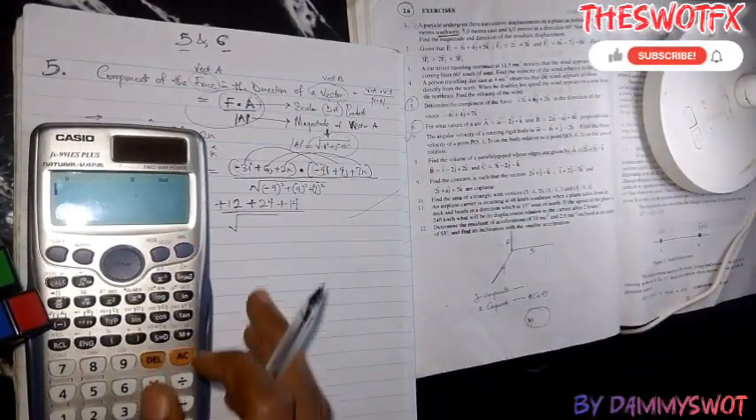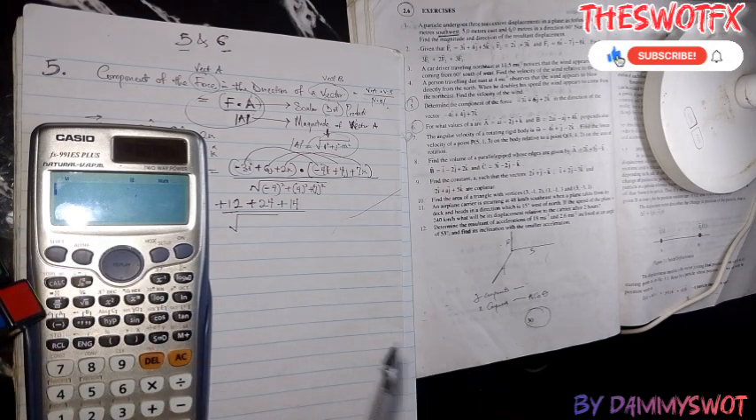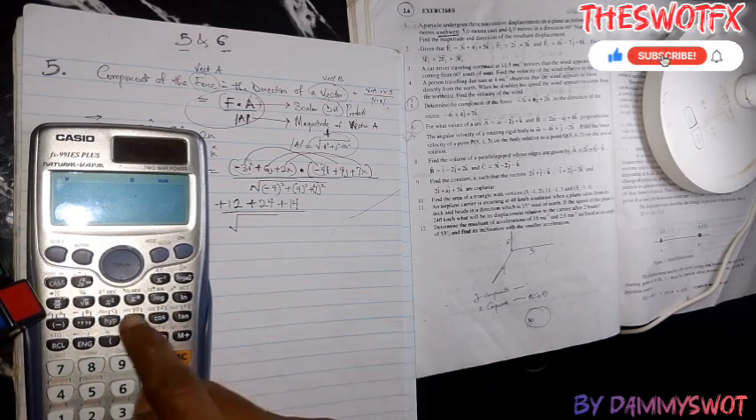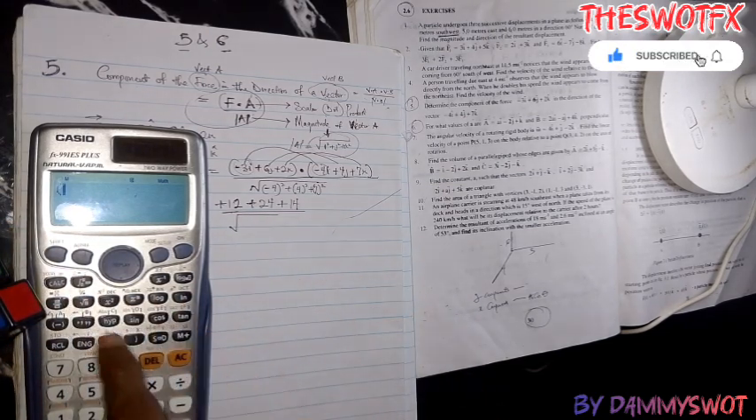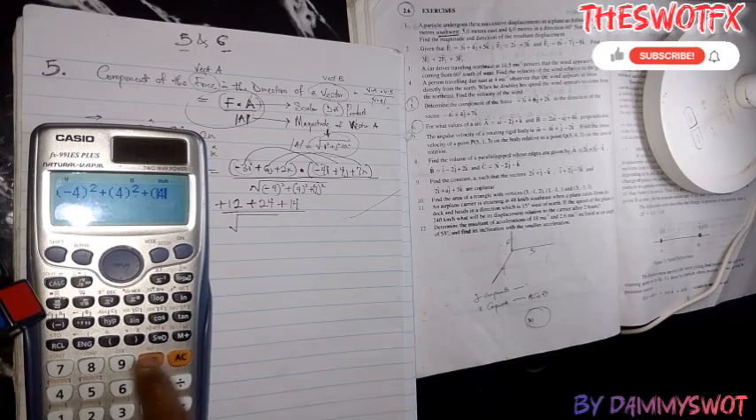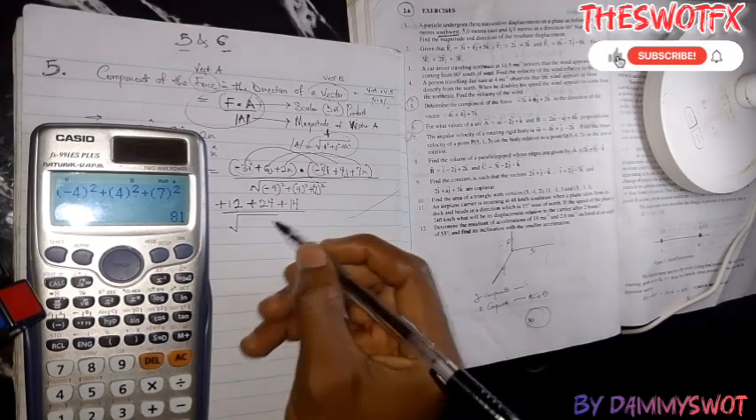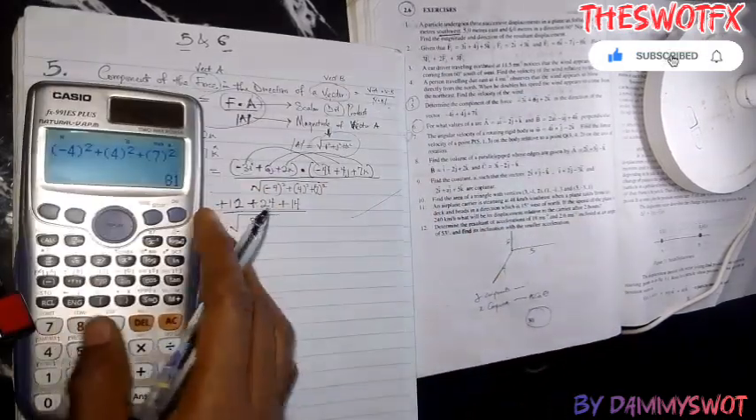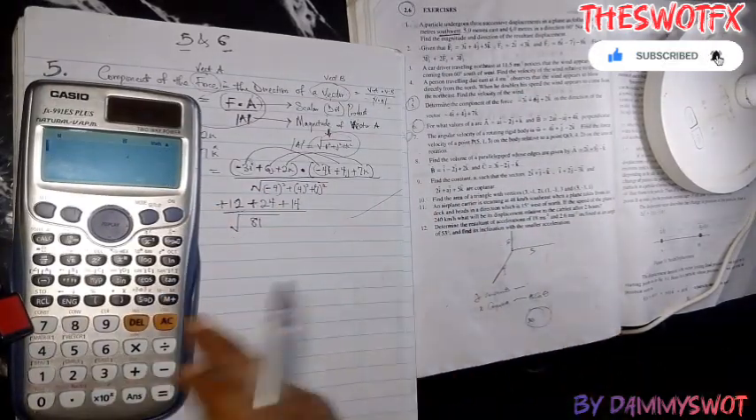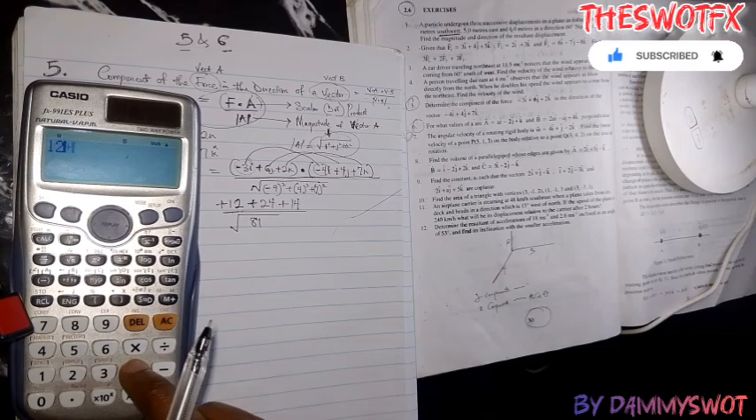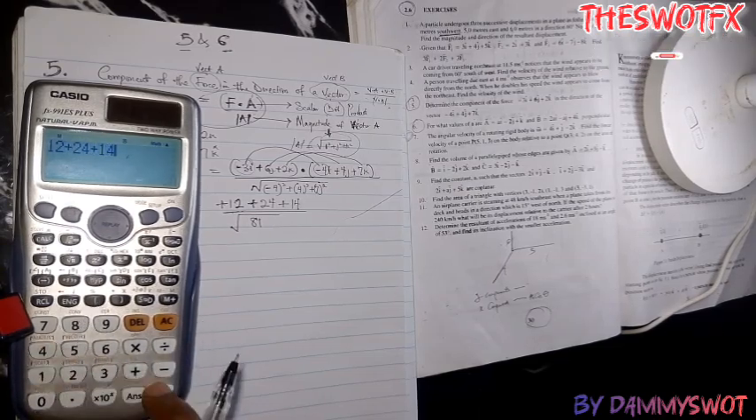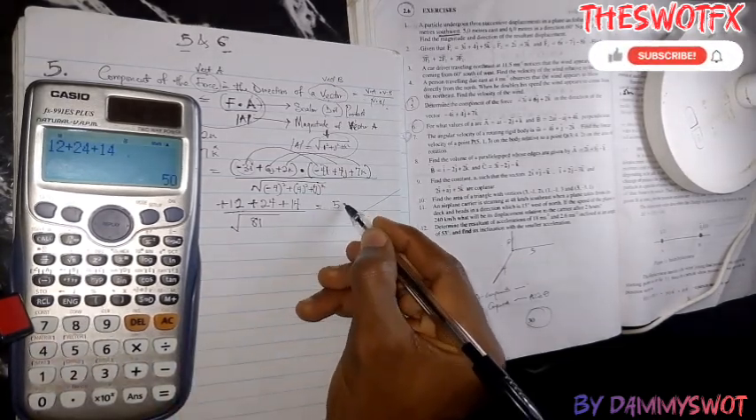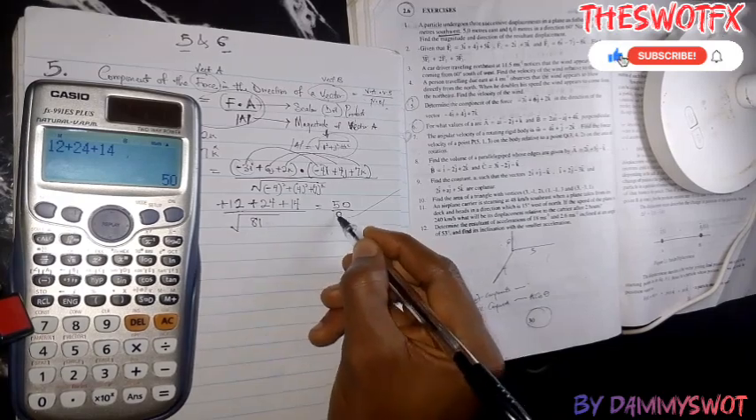So here we'll be having minus 4 squared plus 4 squared plus 7 squared, that's 81. So straightforward, let's add all this together quickly. 12 plus 24 plus 14, that's 50. So here we're having 50 over square root of 81, which is 9.